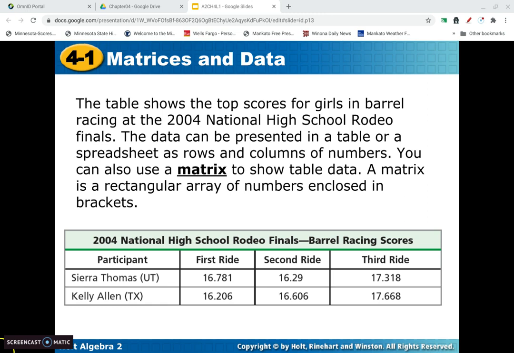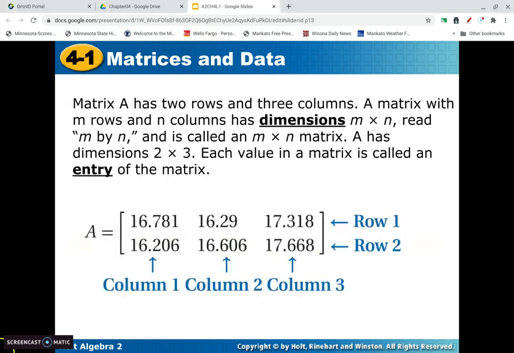Right, welcome back. We're here in chapter 4. Beginning chapter 4, of course, is going to be about matrices. So let's talk about what a matrix is. Kind of a way of organizing data in a rectangular array. And so you can see some information that we have down below. And let's talk about the intricacies of that.